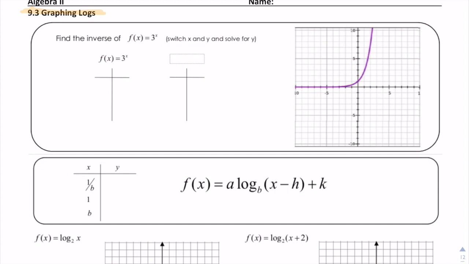Let's take a look today at graphing some logs. We talked about solving equations. That's going to be really helpful here. We talked about rewriting for exponential and for log and kind of going back and forth. So this is going to be helpful for what we do for this video.